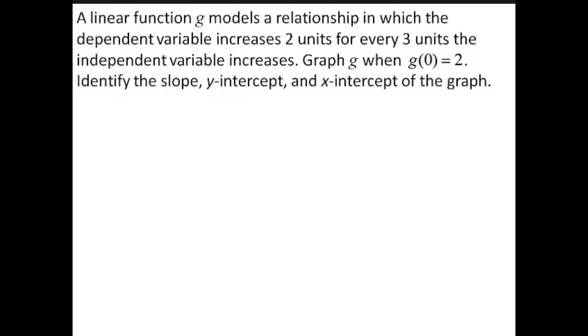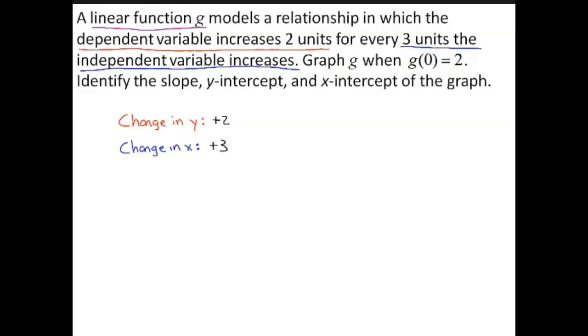A linear function g models a relationship in which the dependent variable increases 2 units for every 3 units the independent variable increases. Graph g when g of 0 equals 2. Identify the slope, y-intercept, and x-intercept of the graph. Because the function g is linear, it has a constant rate of change. Let x represent the independent variable and y represent the dependent variable.